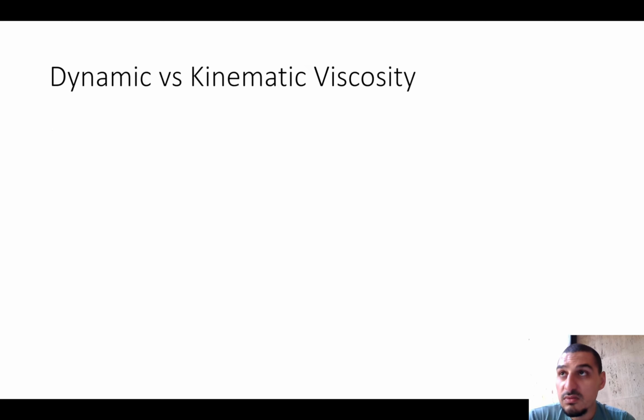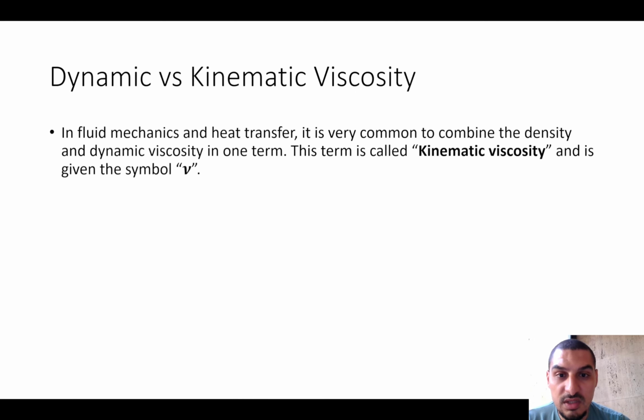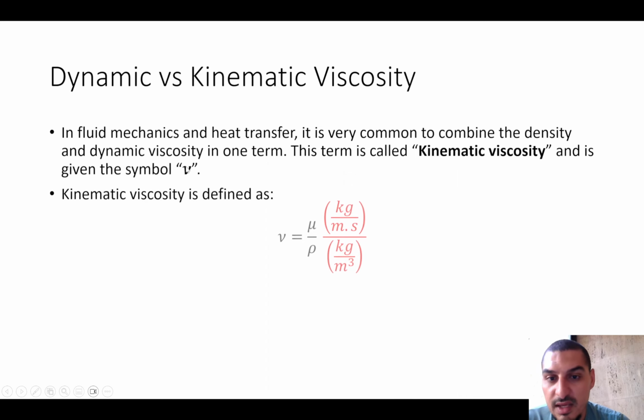One last thing I want to cover here is the dynamic and kinematic viscosity. The viscosity that we saw in Newton's law and that we discussed many times before is called the dynamic viscosity, or just the viscosity. There is another type of viscosity that we use, called the kinematic viscosity. The kinematic viscosity combines the density and the viscosity in one term, and it's given the symbol nu, and it is defined as mu over rho.